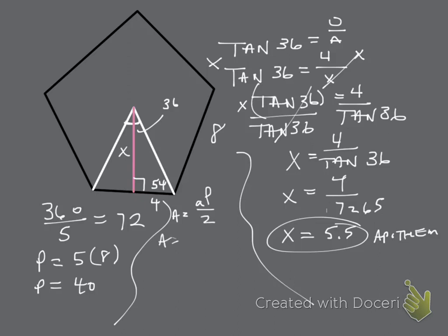Area is equal to 5.5 times 40 divided by 2. Or area is equal to 5.5, reduce that there, times 20. Area is equal to 110. All right, and that is how you find that.